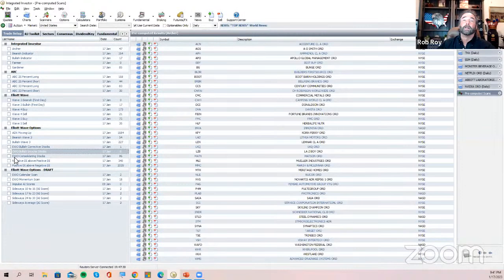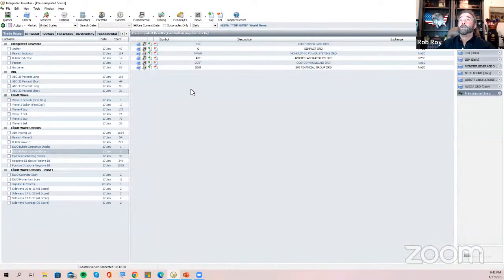But let's take a look at the impulse strategy here. So Abbott Labs, holy cow, that one's still there. See, we just talked about stay with that one.